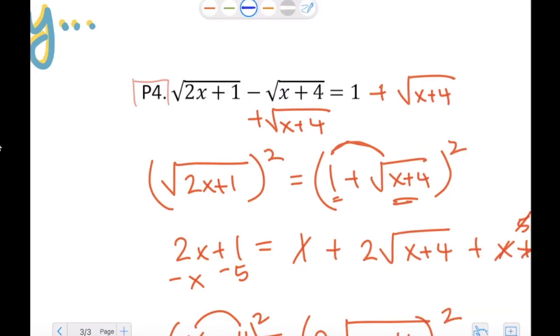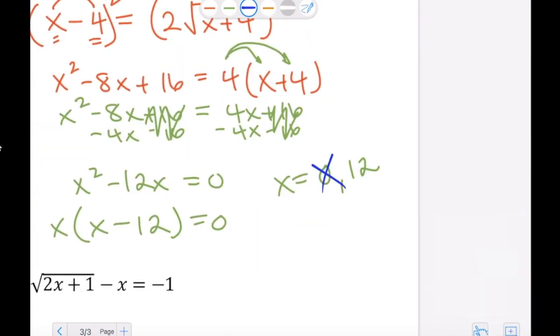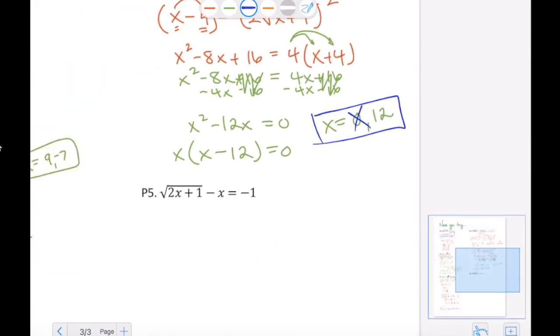Let's go ahead and plug in a 12 and see if that works. So 2 times 12 is 24. 24 plus 1 is 25, and the square root of 25 is 5. And then 12 plus 4 is 16. The square root of 16 is 4, and 5 minus 4 does in fact equal positive 1. So we're going to eliminate 0 as our extraneous solution, and our final solution is positive 12.